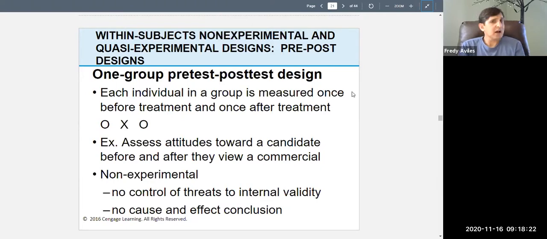This is considered non-experimental. There's no control of threats to internal validity. No cause and effect inclusion here. You're not controlling anything. There's no real cause and effect here. You're just measuring their attitude towards something or someone before and after the commercial.